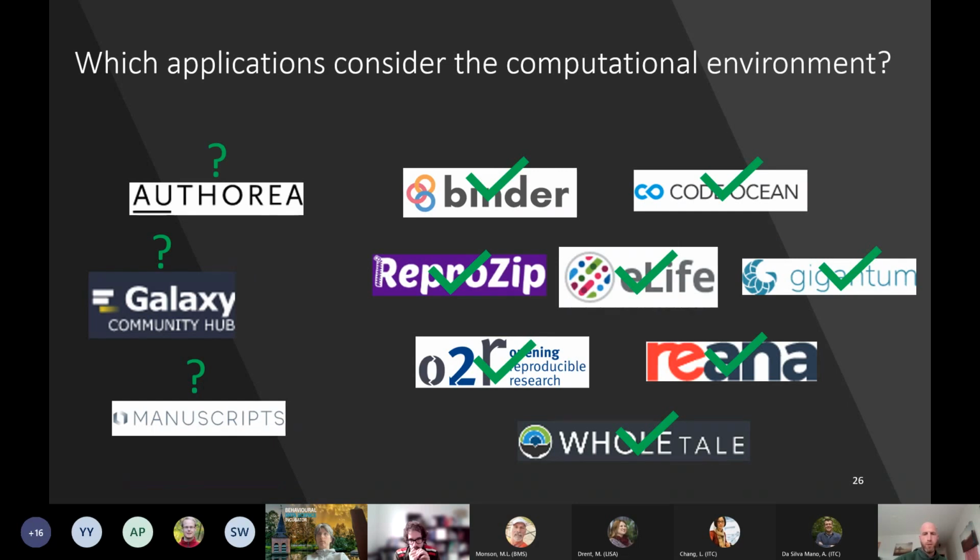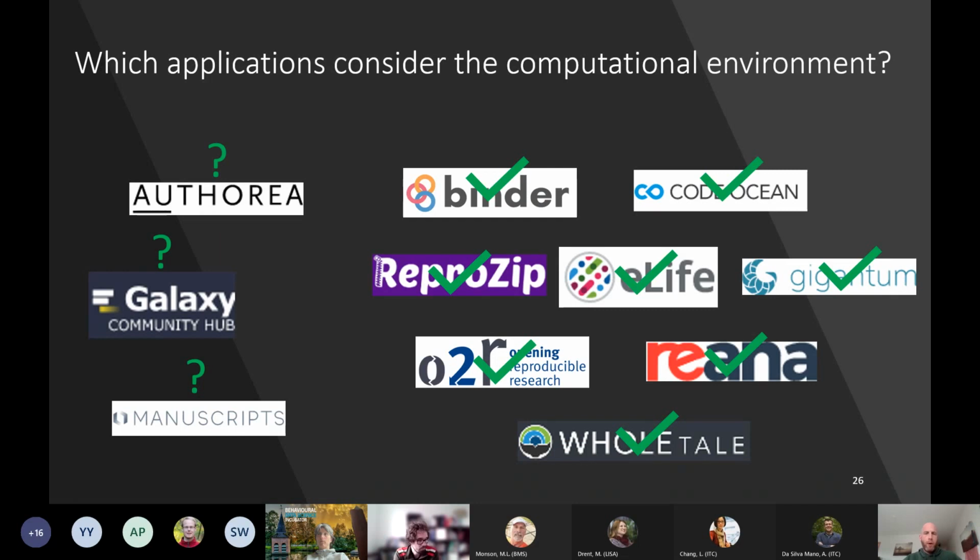Fortunately, most applications do. I'm not entirely sure about the three on the left. Many things happen under the hood. So probably they do consider the computational environment, but I just couldn't find information in the documentation. So we cannot say to which degree they consider the computational environment. If it's just about dependencies or also software versions of RStudio, R, Python, or whatever.